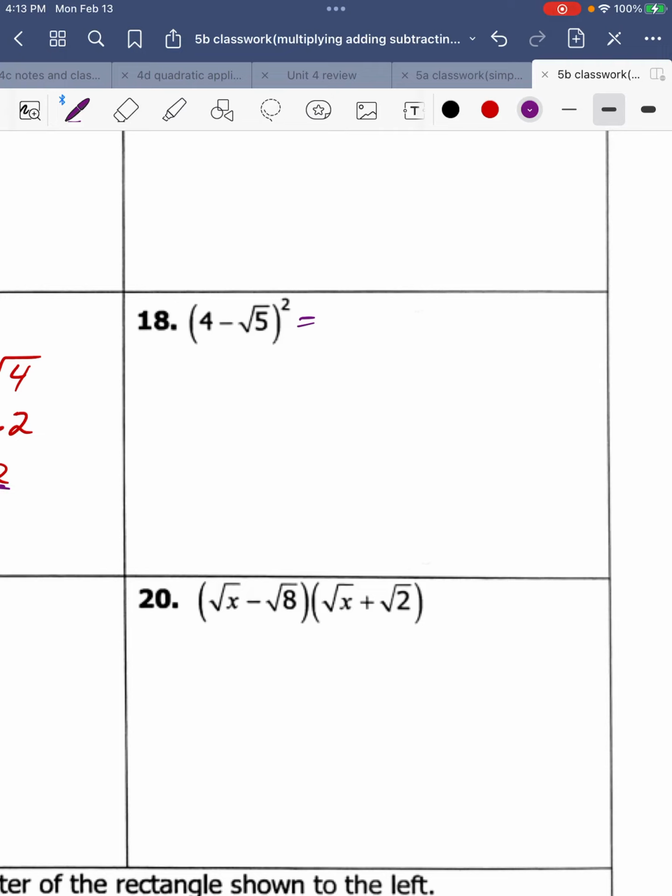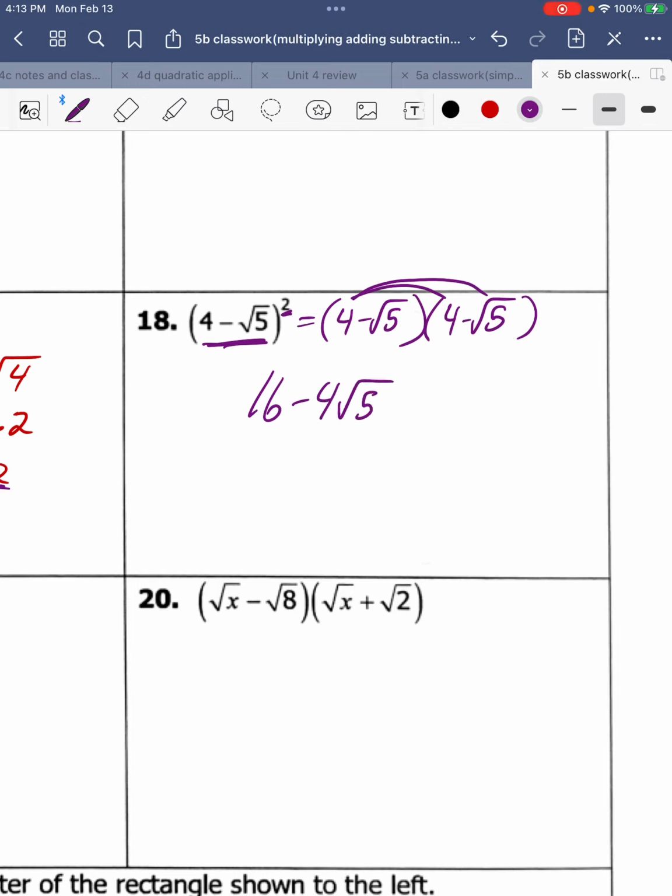All right, moving on. 18. So square means the base times itself. So 4 minus square root of 5 times 4 minus the square root of 5. All right, multiply. 4 times 4 is 16. 4 times a negative square root of 5 is negative 4 square root of 5. Negative square root of 5 times 4 is negative 4 square root of 5. And negative square root of 5 times a negative square root of 5 is a positive square root of 25.